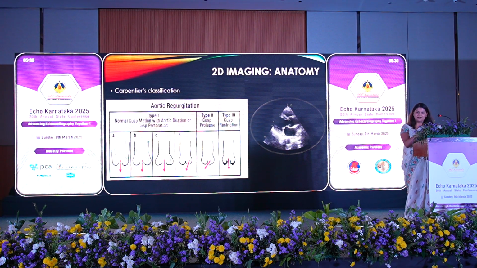So either the annulus is enlarged, or the STJ, the sinotubular junction, is enlarged, or the SOV, the sinus of Valsalva, is enlarged, based on which they are classified. Type 2 is cusp prolapse. We earlier saw a cusp prolapse, which can also lead to severe AR. Type 3 is restriction. These are predominantly the degenerative types of valves, where you have calcified aortic valves leading to AS with AR, or pure AR also.